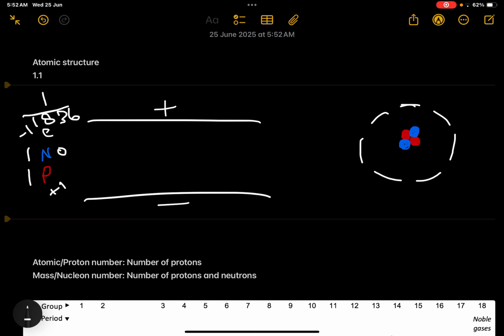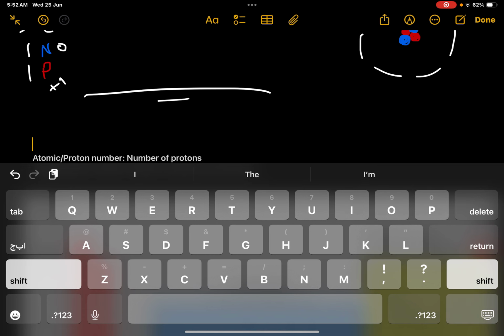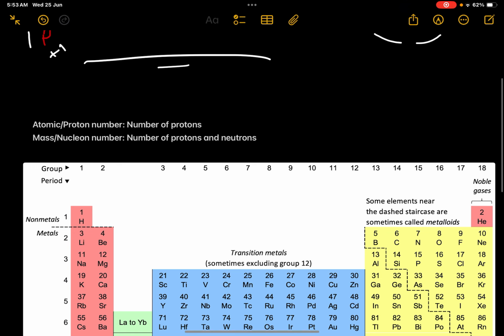Moving on, we have to talk about these terms right here below. The atomic number, or the proton number, is the number of protons. If you look down here at the periodic table, hydrogen has a proton number of 1. This is actually a bad example because the mass number is also 1. Hydrogen doesn't have a neutron in its nucleus.